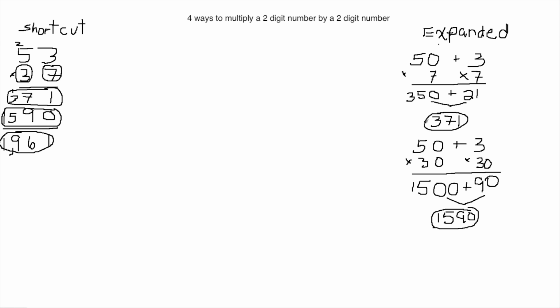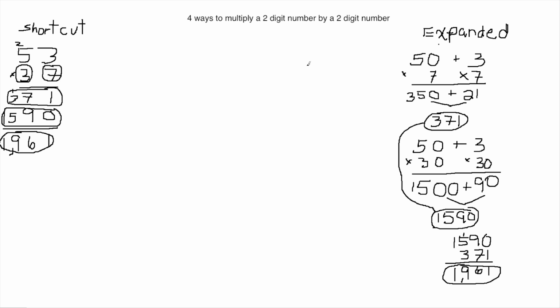And if you look, it's exactly the same as this over here. So now you have to add these two partial products together. 1,590 plus 371, and you get 1. 9 plus 7 is 16. Carry the 1. 5 plus 3 is 8, plus 1 is 9. And 1 plus nothing is 1. 1,961. So if you notice, you still get the same answer.